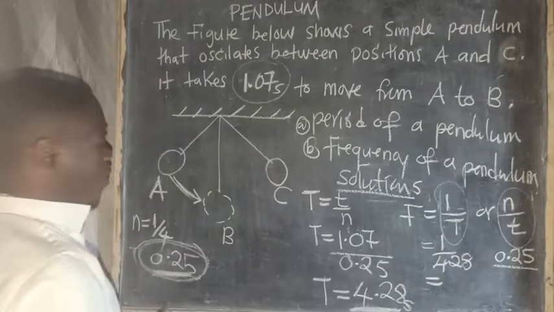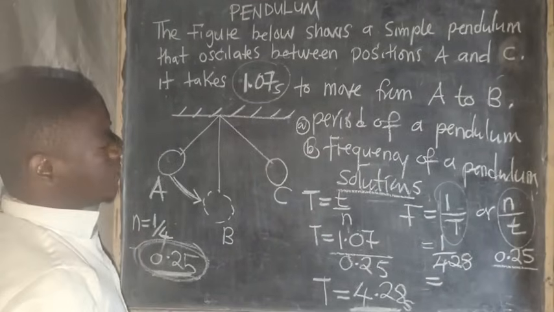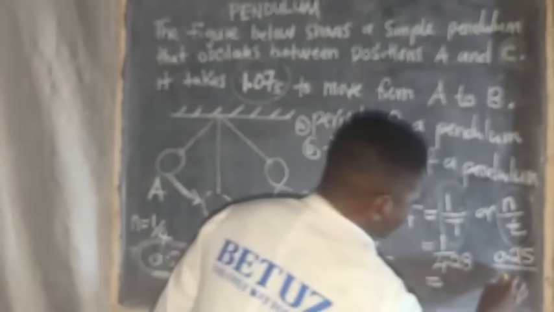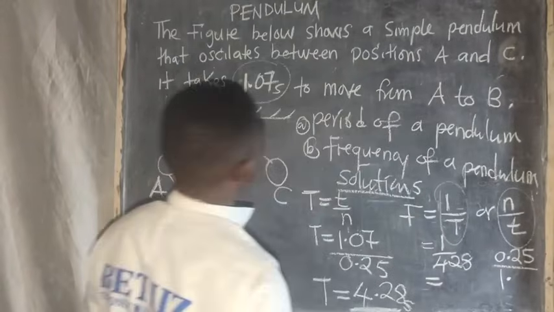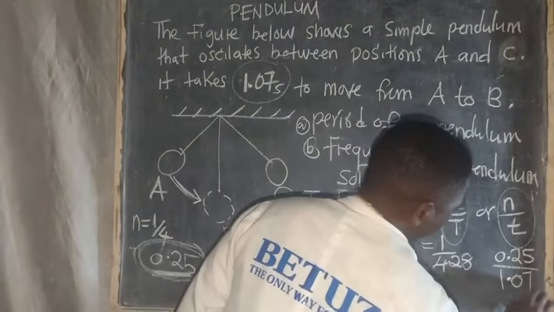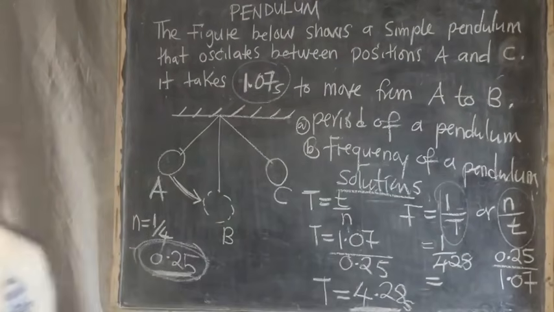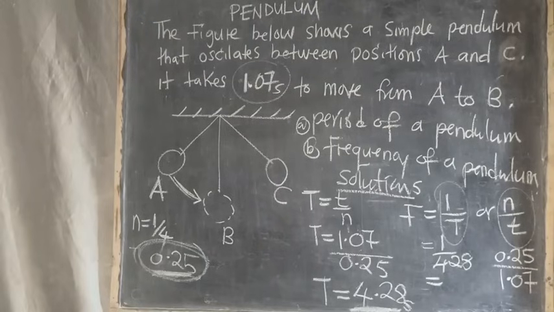Over what? Over time. What is time? 1.07. So I just want to show you that when you use that formula or that other formula, you are still going to get the same answer.